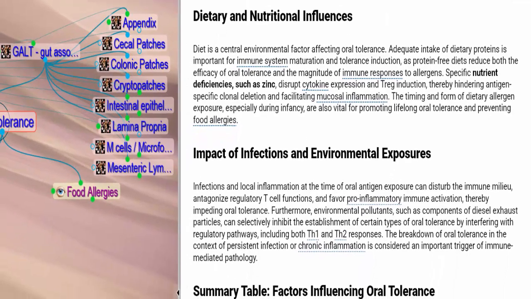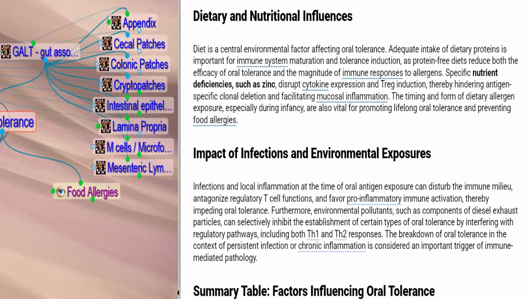And then, of course, we have to take a look at infections and environmental exposures. So infections and local inflammation at the time of oral antigen exposure can disturb the immune milieu, antagonize Treg functions, and favor pro-inflammatory immune activation. Of course, that's going to impede oral tolerance.